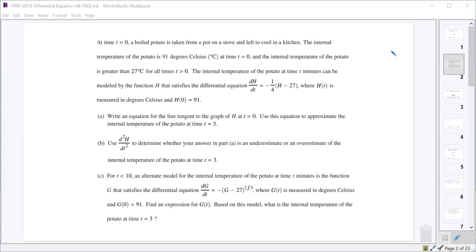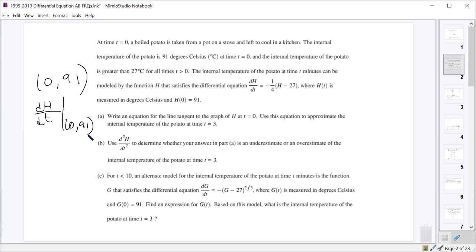So it says, write an equation for the tangent line at t equals 0. Yes? That means we need a point. We need the point when t is 0. What is the value of H when t is 0? 91. And that's the initial condition they gave us. That's important. We also need the slope when t equals 0. Well, the slope when t equals 0 comes from dH/dt at the point (0, 91).